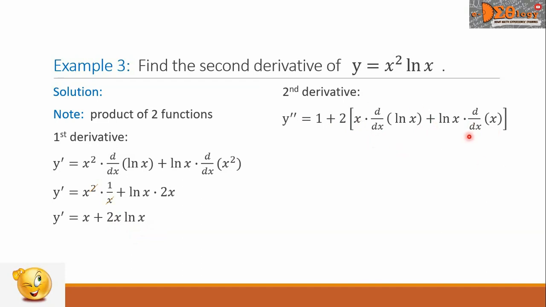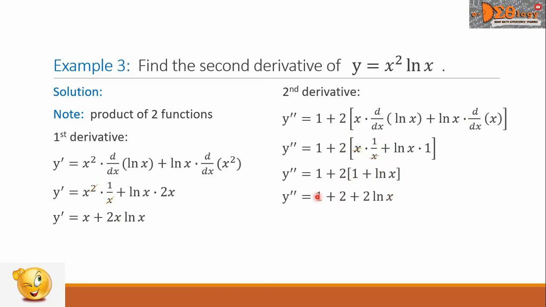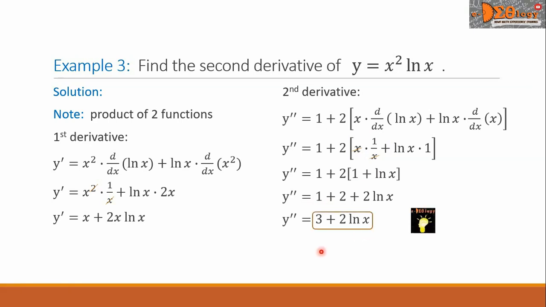Simplifying now the derivatives respectively, the derivative of ln x is now 1 over x. The derivative of x is 1. We can see in this portion that x times 1 over x, we can cancel those x. So it will be equal to 1. Now let us multiply this constant 2 in all the terms inside the grouping symbol. So we have 1 plus 2 plus 2 ln x. This number 1 plus 2 can be combined together. So y double prime is equal to 3 plus 2 ln x. This is our final answer.